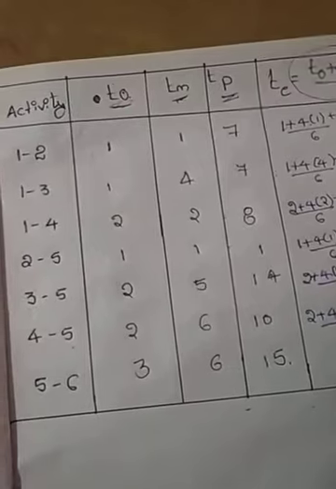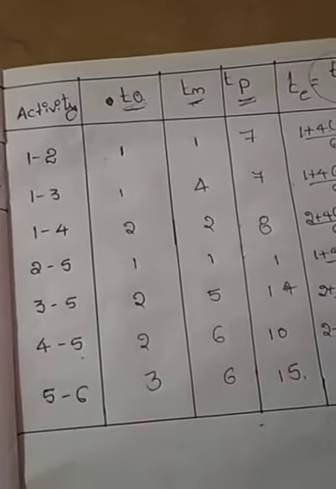Next, 2 plus 4 into 6 plus 10, divided by 6. 4 sixes are 24, 24 plus 2 is 26, 26 plus 10 is 36, and 36 by 6 is equal to 6. Next, 3 plus 4 into 6 plus 15, divided by 6. 4 sixes are 24, 3 plus 24 is 27, 27 plus 15 is 42, and 42 divided by 6 is equal to 7. So we have calculated the estimated times.